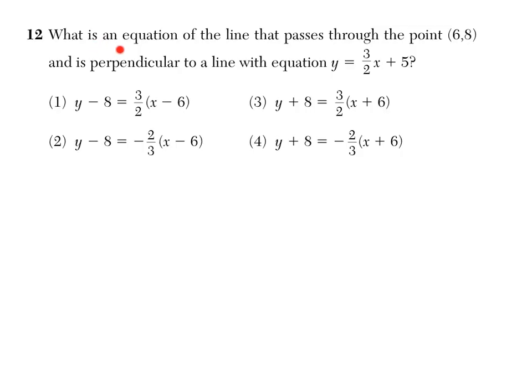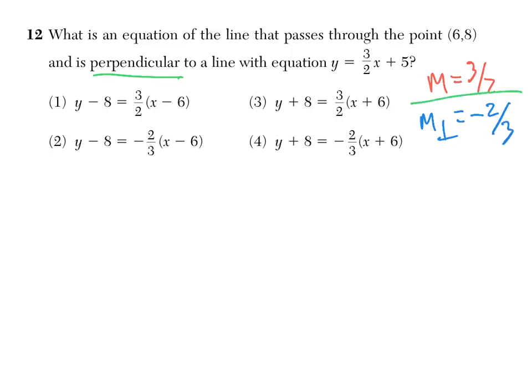Let's take a look at question number 12. It says, what is an equation of the line that passes through (6, 8) and is perpendicular to a line with the equation y equals 3/2 x plus 5? So the first thing that we're going to need to do is determine the perpendicular slope. And I know that the slope here is 3/2, right? So the perpendicular slope, you probably recall, is the opposite reciprocal. So we're going to flip the numerator and denominator, and we're going to make it from a positive to a negative. So it's going to be negative 2/3.